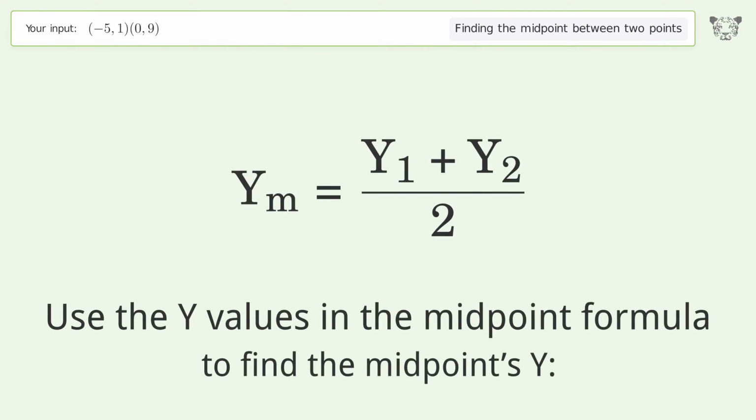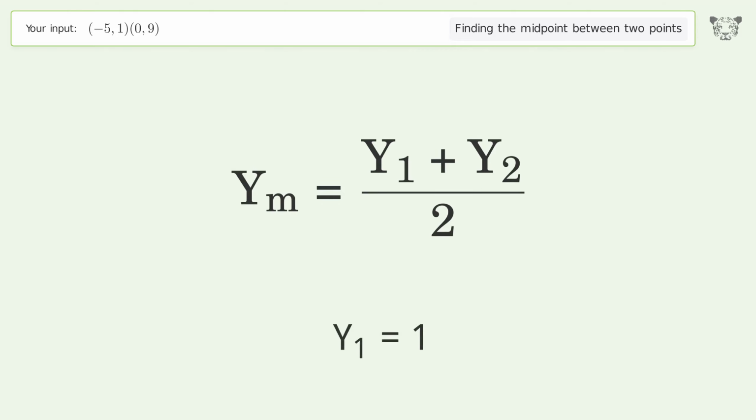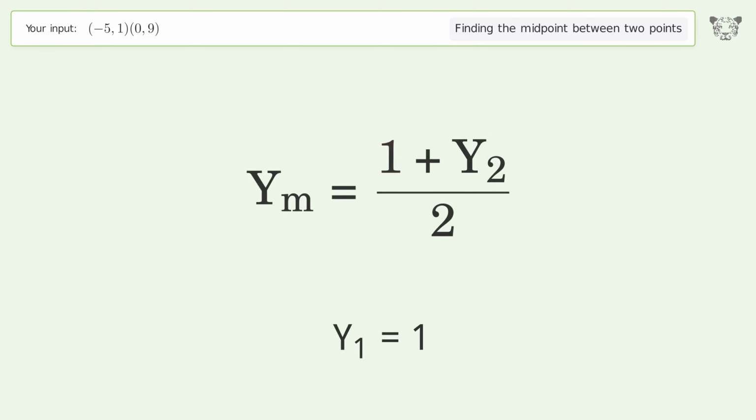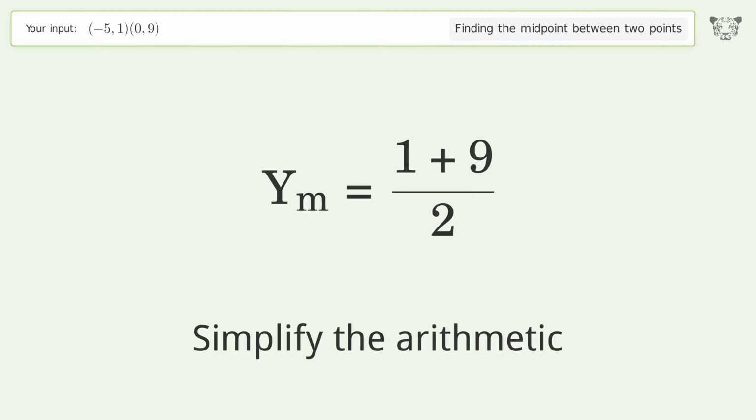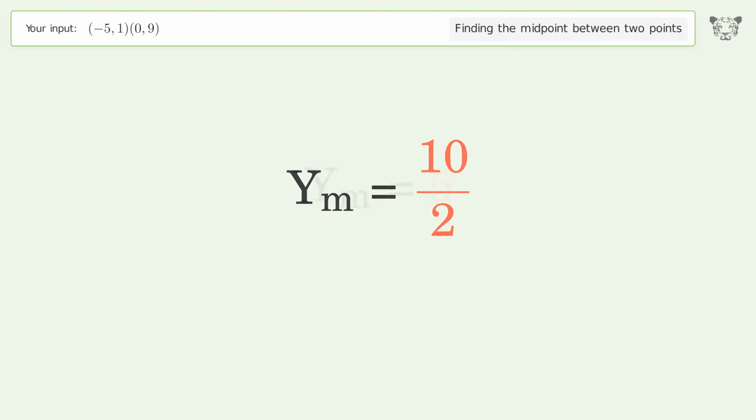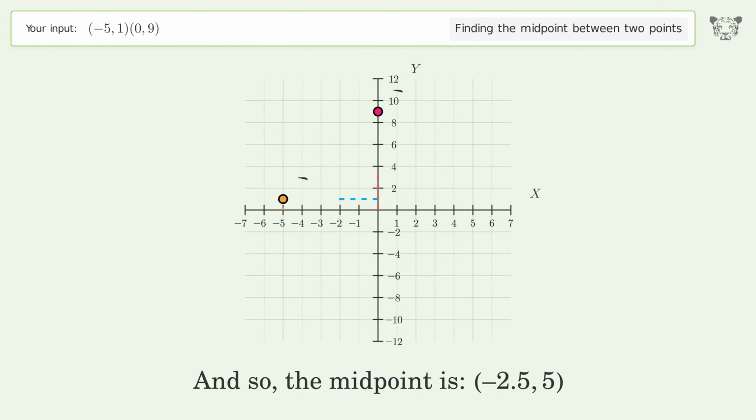Use the y values in the midpoint formula to find the midpoint's y. y1 equals 1. y2 equals 9. Simplify the arithmetic. And so, the midpoint is negative 2.5, 5.